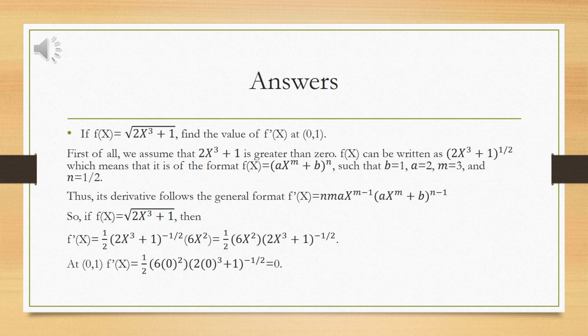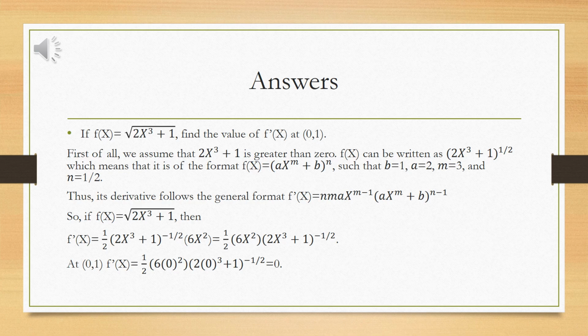If f of x equals the square root of 2x cubed plus 1, find the value of f prime of x at 0, 1. First of all, we assume that 2x cubed plus 1 is greater than 0. f of x can be written as 2x cubed plus 1 to the power half, which means that it is of the format f of x equals ax to the m plus b, all of it to the n, such that b is 1, a is 2, m is 3, and n is half.